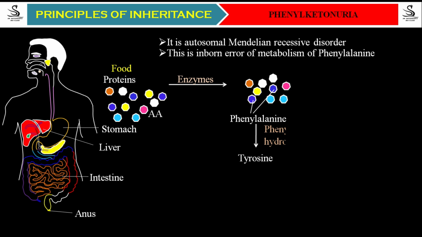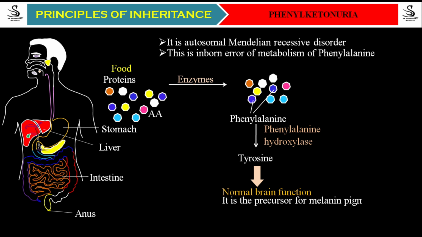What is that enzyme? The enzyme is phenylalanine hydroxylase. What is the role of phenylalanine hydroxylase? It converts phenylalanine to tyrosine. Then why do we require tyrosine? What is the role of tyrosine? Tyrosine helps in maintaining normal brain function. And tyrosine also acts as a precursor for melanin pigmentation. All of you know the role of melanin. Melanin helps in bringing about our skin pigmentation as well as hair pigmentation. They all occur with the help of tyrosine.